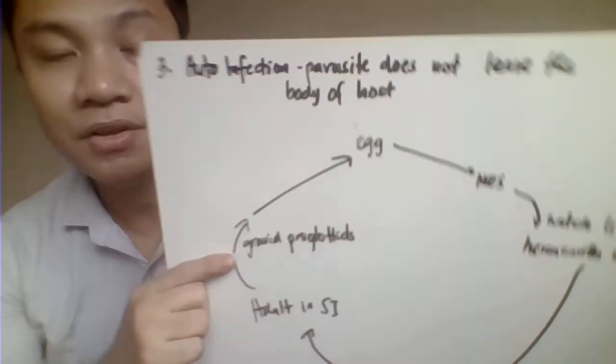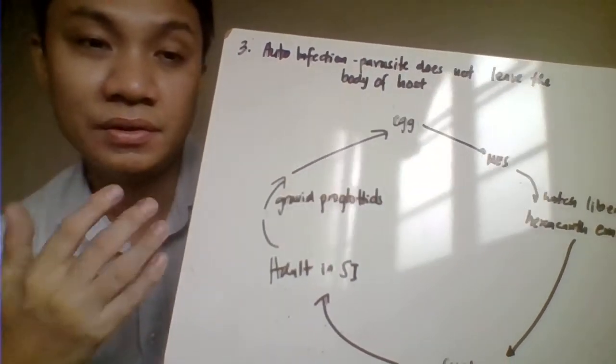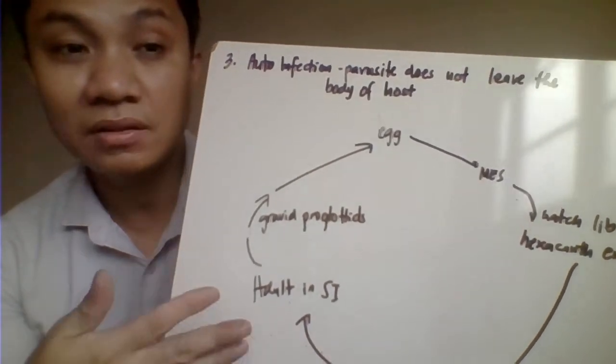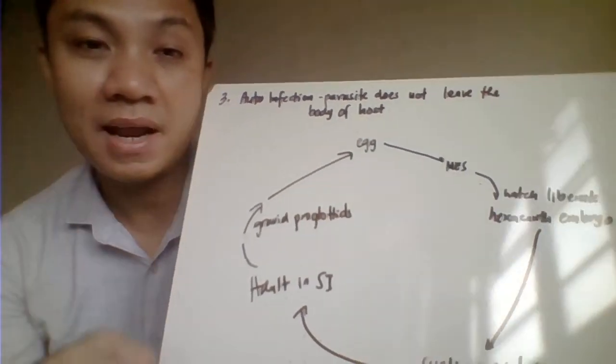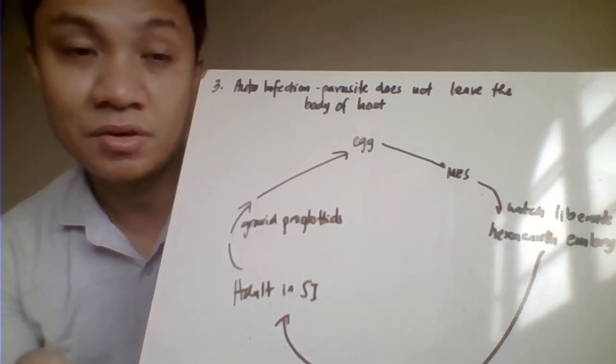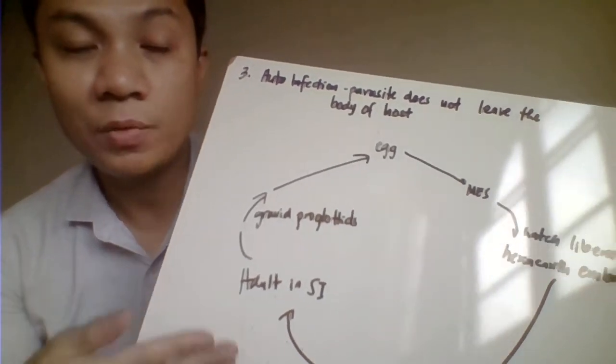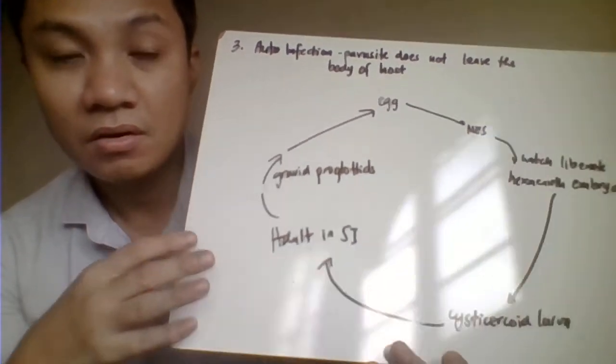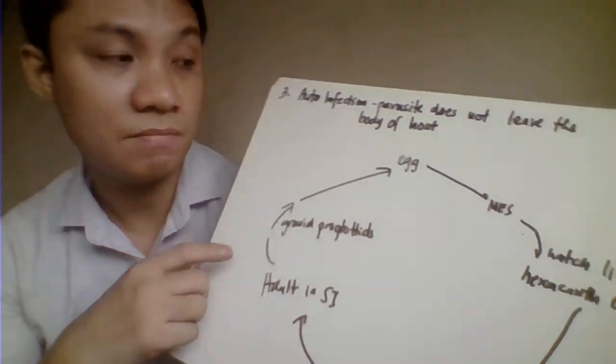Okay, so again, your Hymenolepis nana could go here without the intermediate host. So that's your direct life cycle with man-to-man infection. You could also have the indirect, which requires an intermediate host, or this one is also capable of your autoinfection.